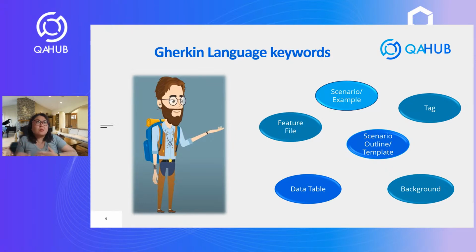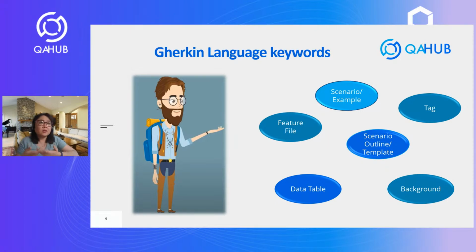Background. For example, in one feature file you have several scenarios, and at the beginning of each scenario you have the same steps, the same preconditions. You can put the same steps into the background, just place them before the scenarios, and they will be run before each scenario in this feature file. So that is what the background means.